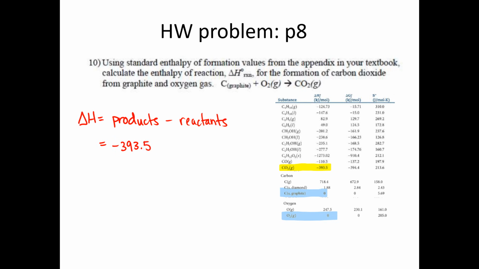It is important to pay attention to states of matter, because liquid CO2 and gaseous CO2 would have different delta H values. So this is kilojoules per mole. And then my reactants are graphite and oxygen. And notice those are highlighted here in blue. Those have delta H values of 0 because they are already the elements in their standard state. So the answer to this one is just negative 393.5.